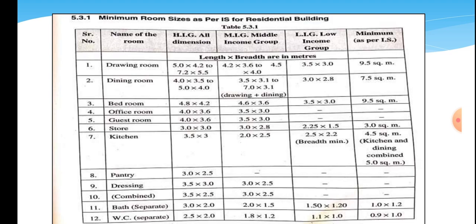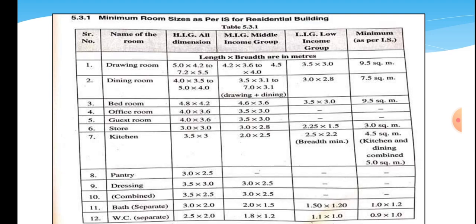For dining room it is 4 by 3.5 to 5 by 4 meters for high income group. For middle income group it is 3.5 by 3.1 to 7 by 3.1 if the drawing plus dining is there. For lower income group it is 3 by 2.8. As per Indian standard the minimum area required for the dining room is 7.5 square meter.